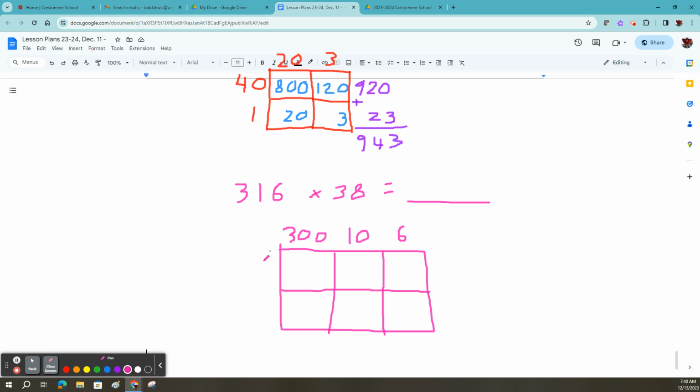Very cool. 38, yep, there's only 2 place values there. So I need my tens. I've got 3 tens, which is 30. And my ones, I've got 8 ones. Now I just start multiplying.